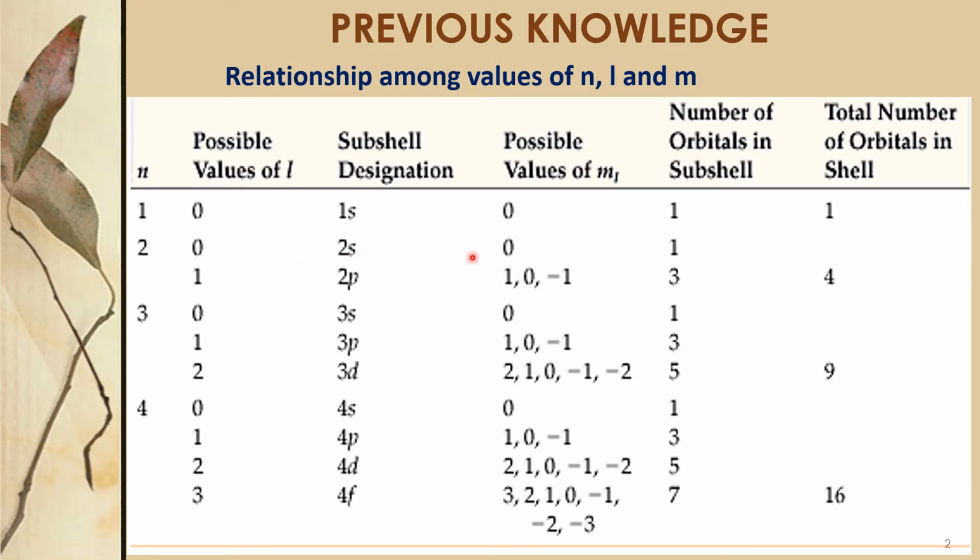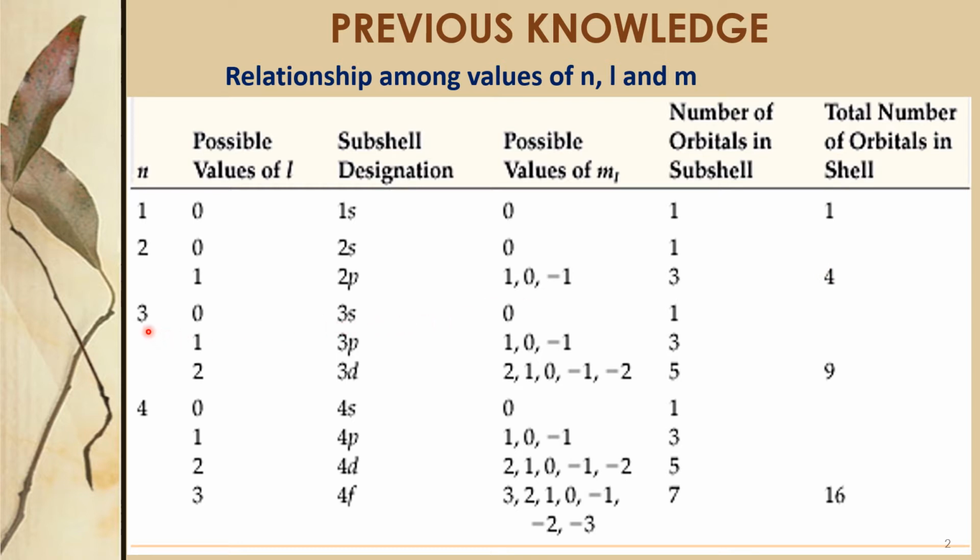In 2s, a further subshell is not there. But in 2p, there are three orientations: px, py, pz. So this is regarding the orientation. So the possible number of orbitals is 3. In 2s there are 2 electrons, in 2p there are 2 plus 2 plus 2, 6. Totally 8. So there are 4 total orbitals, and each orbital can take 2 electrons. 4 into 2, 8. Like that we can go further.